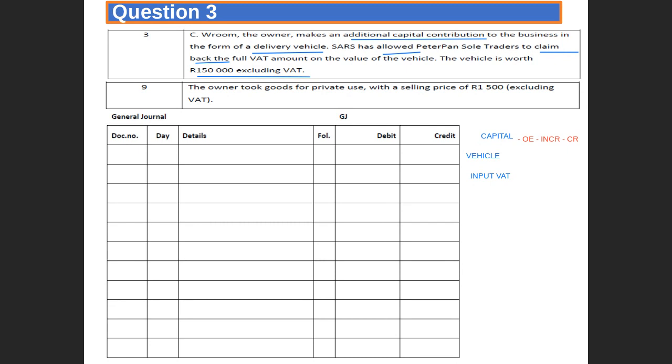Sorry, guys, I'm using abbreviations because of space. Tell me about vehicle. What is it? Increasing, decreasing, under which side? I'm going to wait for you. The vehicle one. Tell me what is vehicle, and tell me whether it's increasing or decreasing, and under which side.